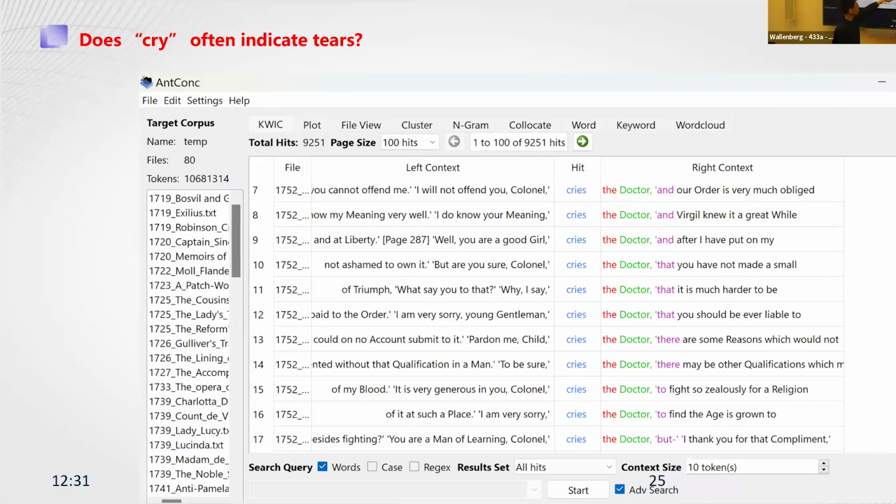So this is from AntConc. When you input cry, cried, crying, etc., it will render out the context in which it is used. Like, "Pardon me, child," cries the doctor. "There are some reasons. To be sure," cries the doctor, "there may be other qualifications." My original intention was to see how the verb cry is used in context and what it indicates. Does it indicate strong feeling, or is it used in ridicule? But I found that maybe I was wrong, because some uses of cry do not have anything to do with emotion, but rather mean shouting.